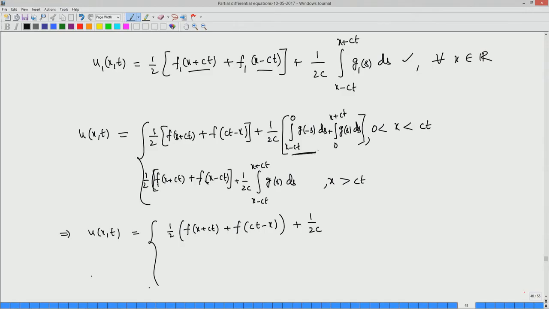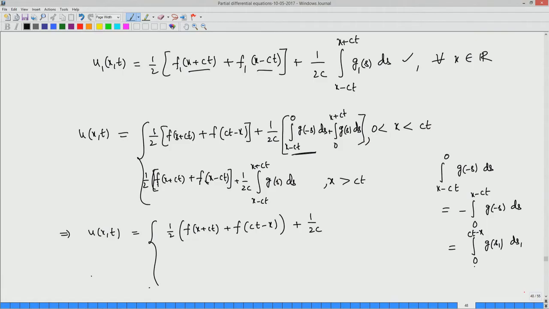First integral, this integral you can evaluate as x minus ct to g of minus s ds. Just do the change of integration. So, you see that this is minus 0 to x minus ct g of minus s ds, and now we put g of minus s as s1, let us say s1. So, minus ds will be ds1, and this is going to be 0 and minus x plus ct. So, that is ct minus x.